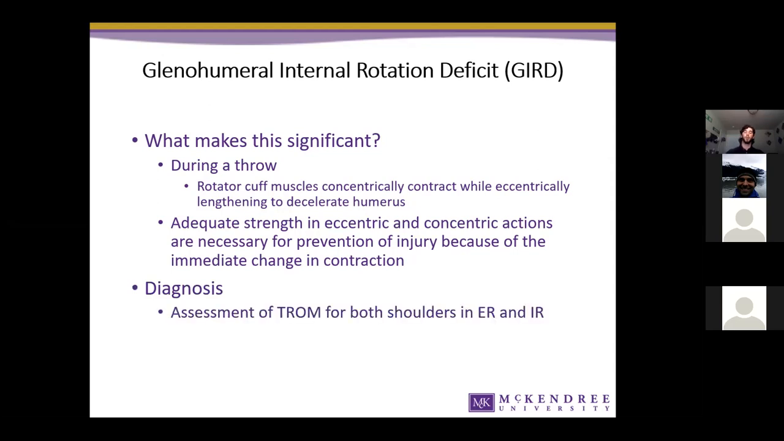So a diagnosis for GIRD would look something like the picture I had of the specificity of the external and internal rotation of the shoulders. However, it is an assessment of the total range of motion. So if one shoulder represents 180 degrees of total range of motion and the other shoulder represents more than a 10-degree difference, so let's say 168 degrees of total range of motion, that shoulder with the less total range of motion would be attributed to GIRD.